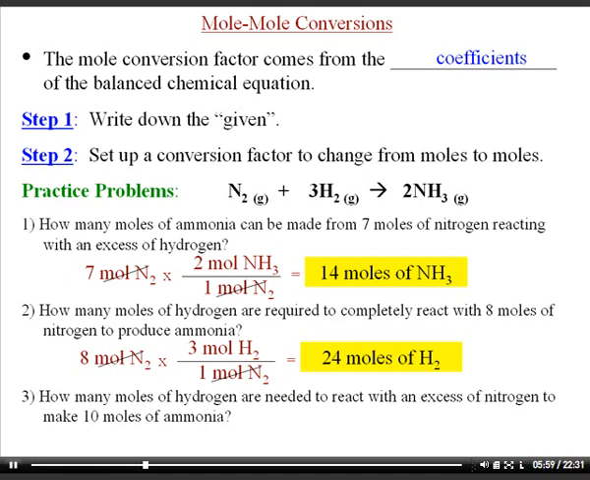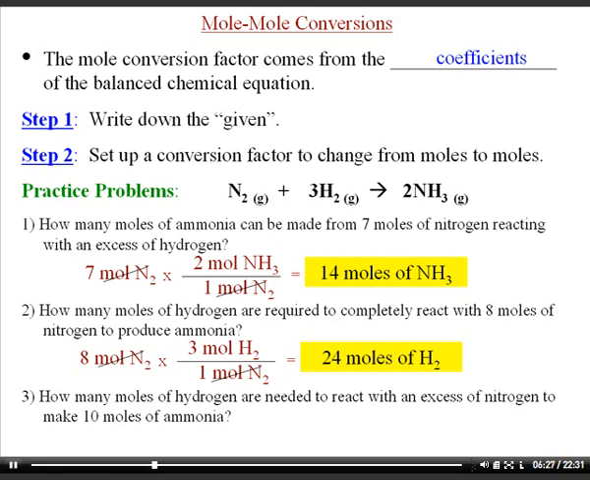In example number 2, we're using up all of the nitrogen, so we're going to completely use up all the 8 moles of nitrogen, so there really isn't any extra nitrogen hanging around. We won't have extra hydrogen, so it would take exactly 24 moles of the hydrogen to use up the 8 moles of nitrogen. In the last example, we have this question. It says how many moles of hydrogen are needed to react with an excess of nitrogen, and so there's that term again, excess of nitrogen, so we don't need to worry about running out of nitrogen.